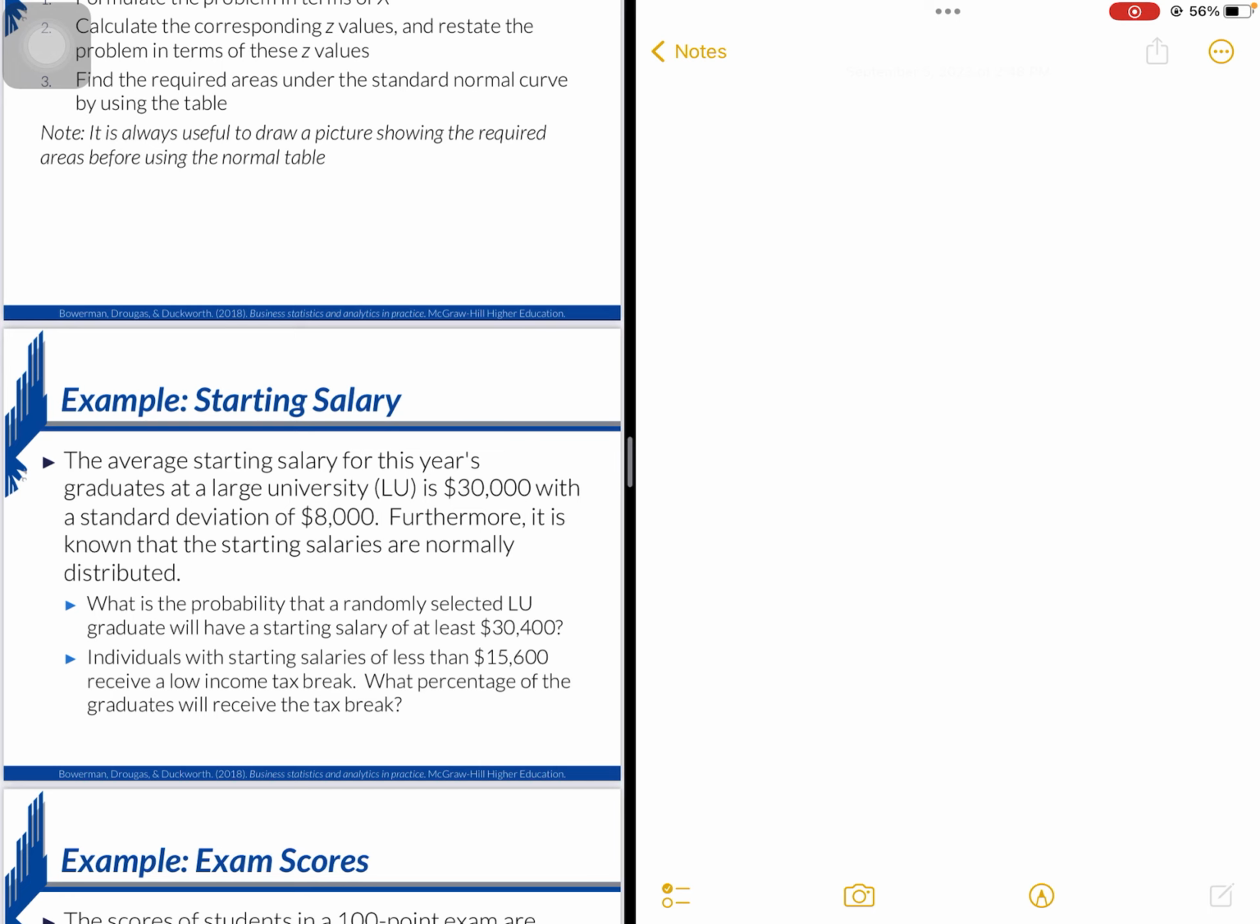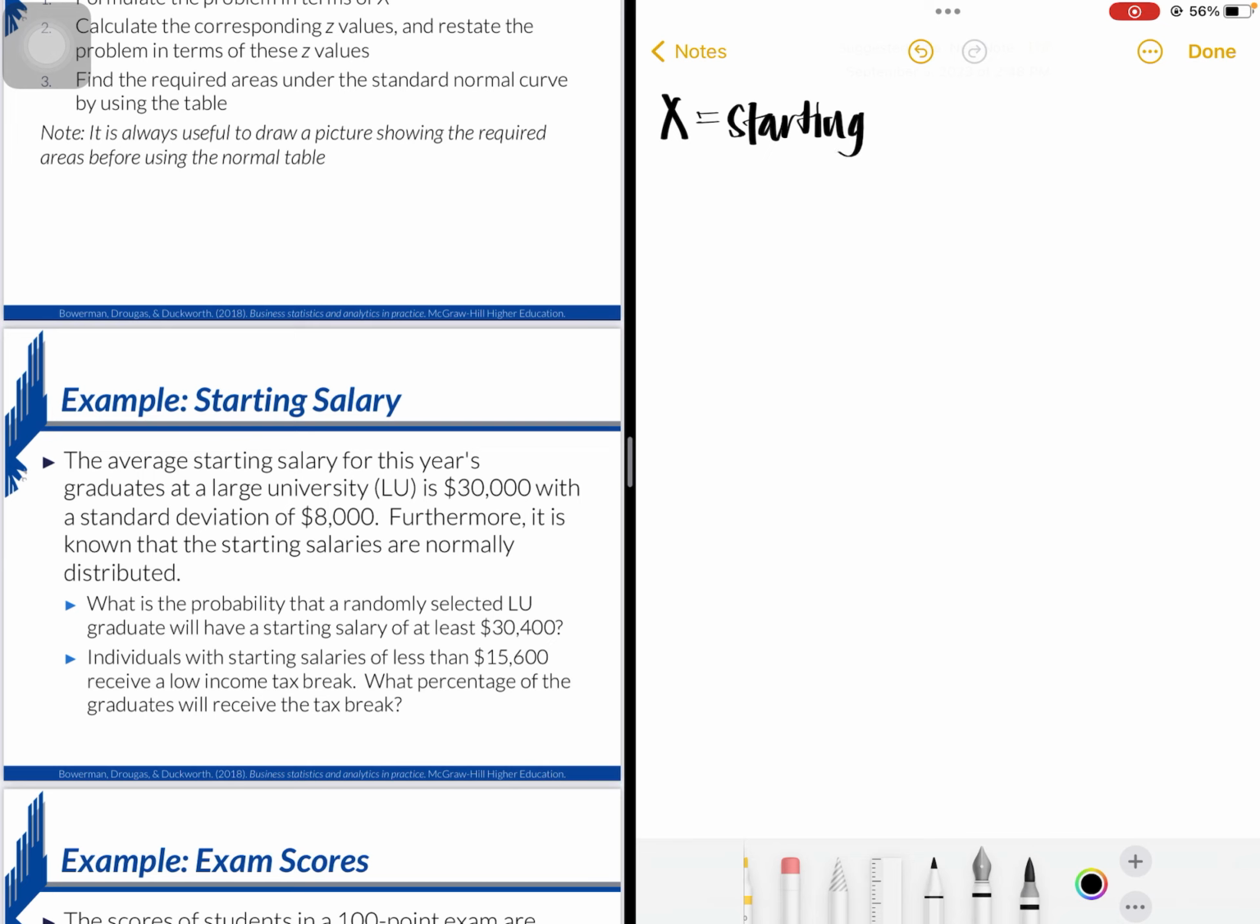So again, what we know in this problem is that x is the normal random variable, which refers to the starting salary. And this is normally distributed with a mean equal to $30,000 and a standard deviation equal to 8,000. So for the first problem, we need to look for the probability that a randomly selected graduate will have a starting salary of at least $30,400.